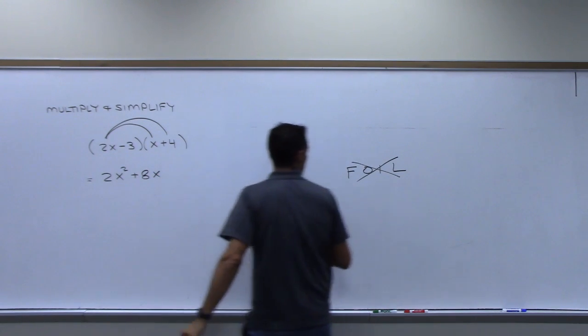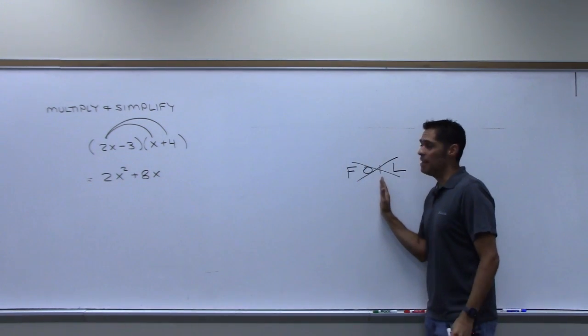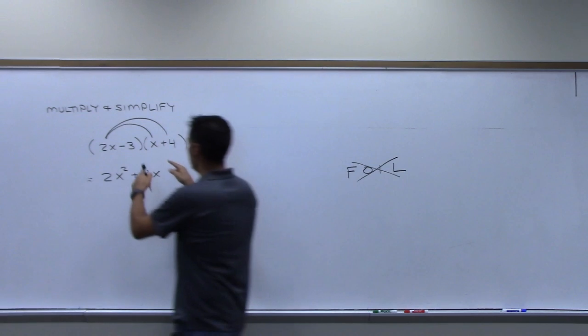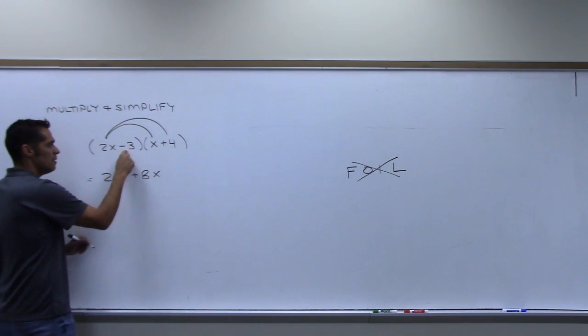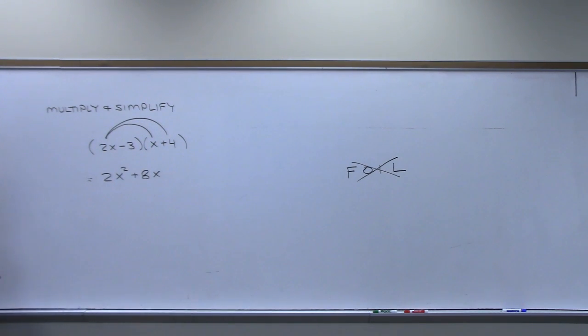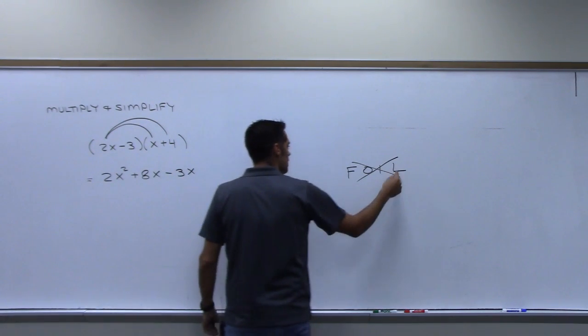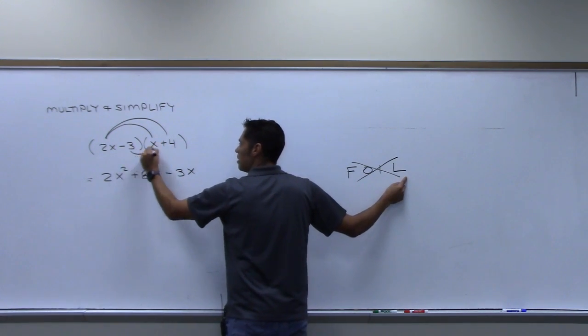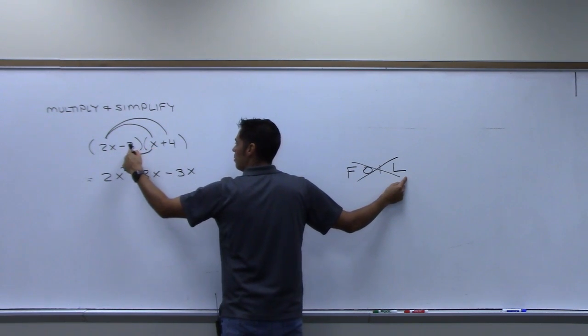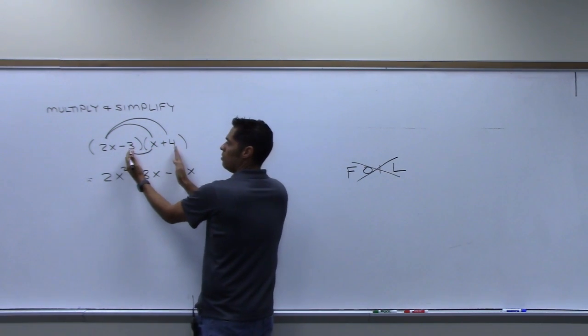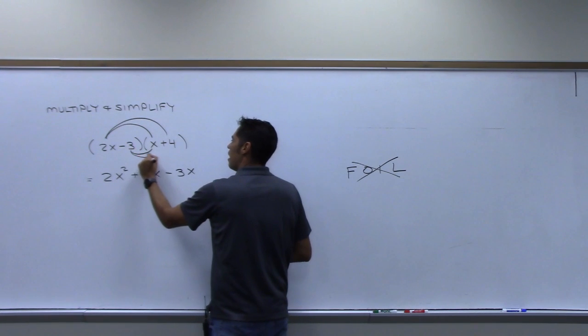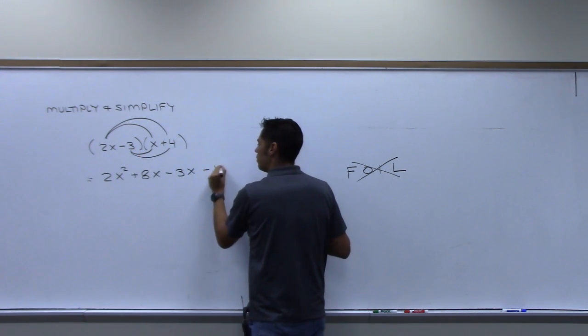Great, wonderful. All right. Next, I'm supposed to multiply the inner ones together. The inner ones, or the inside ones, these two: negative 3 times x, negative 3x. Great. And then finally, the last two. Wait, I did this one times this one? That's what I just did? Now I'm going to do the last ones, which are these two. So negative 3 times positive 4 is negative 12.